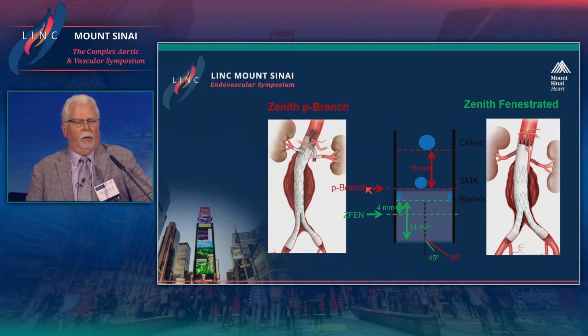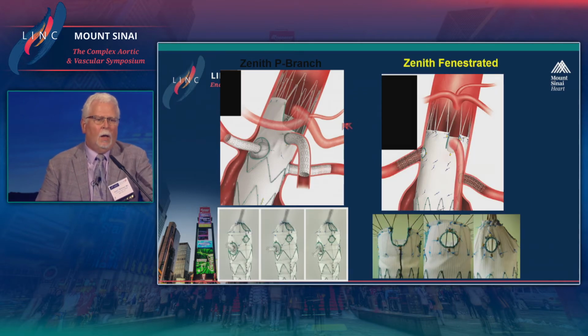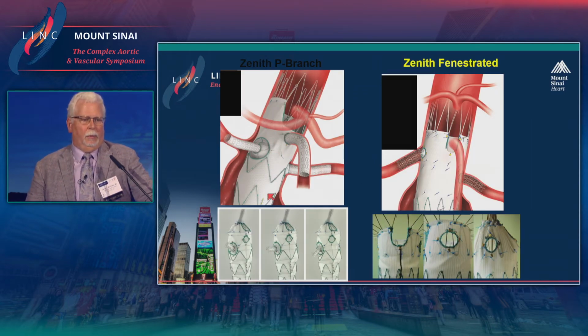In our IDE, you have to have 15 millimeters below the celiac and not involving the SMA to be included. So aneurysms involving the renal arteries themselves are not excluded, which by the IFU are excluded in Z-fin. Again, a closer view of it showing the P-branch graft. Then, like a turret on a tank, it gives a lot of flexibility, anterior, posterior, as well as superiorly and inferiorly for the location of the graft without kinking there.